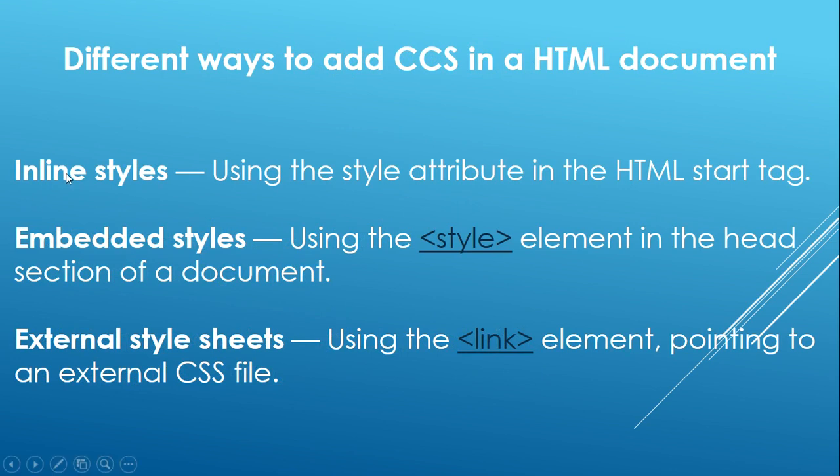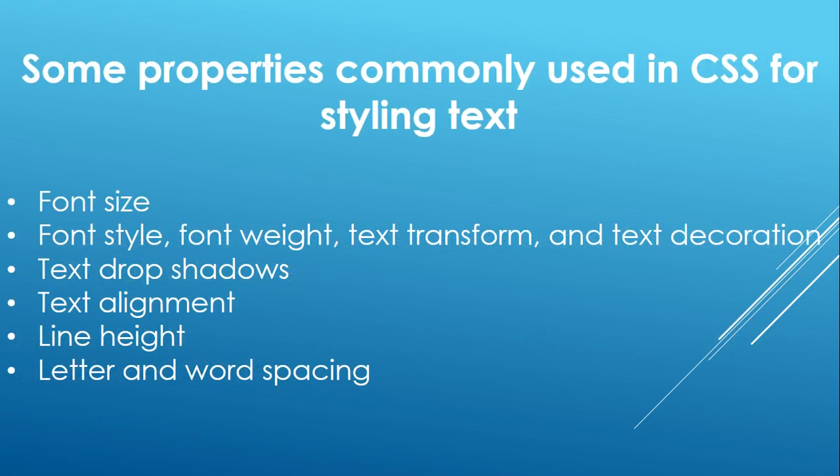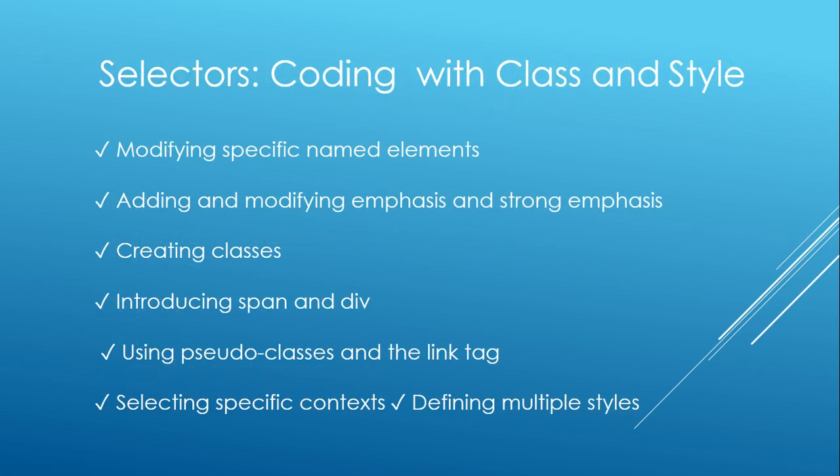We first started with the embedded, and then we later on shifted to external style sheets, where we used the link to link the style sheets to our HTML. And we saw some properties commonly used in CSS for styling text like font size, font style, all the way to letter and word spacing. And we used the coding with the class and style. And yeah, this is it.